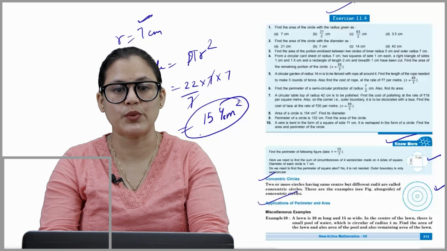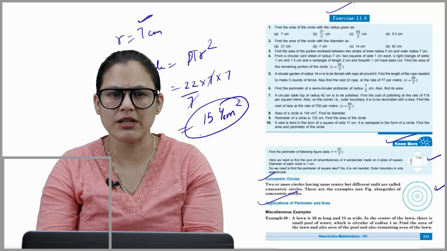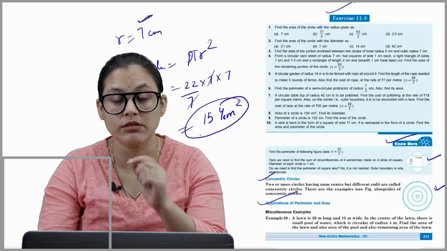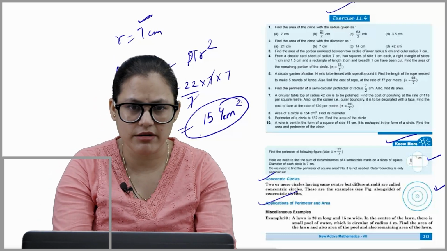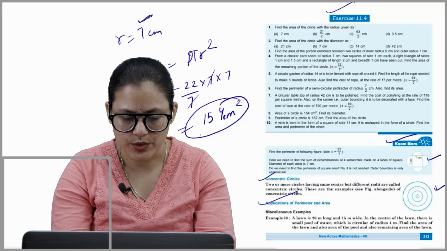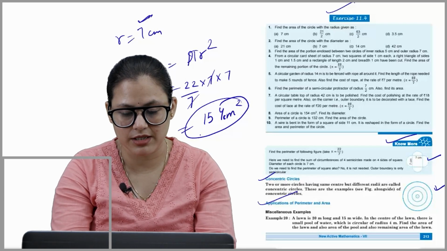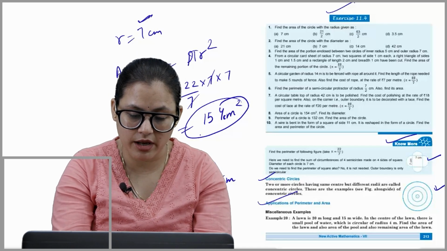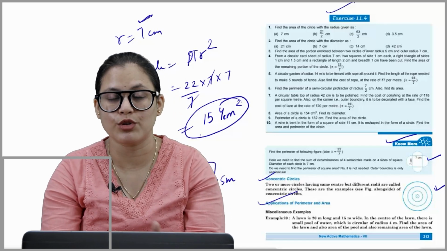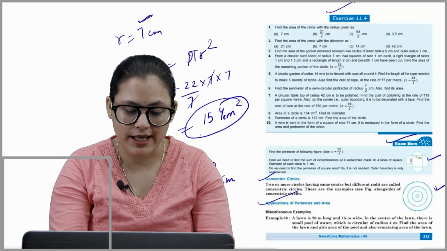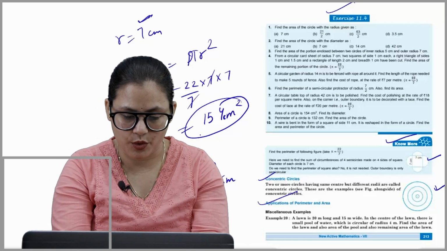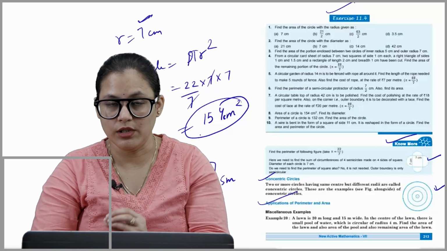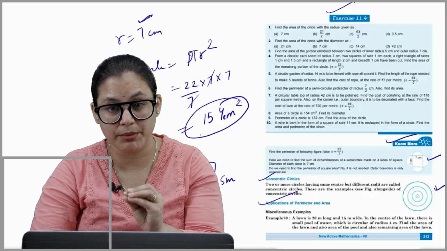Miscellaneous examples. Example 20. A lawn is 20 meter long and 15 meter wide. In the center of the lawn there is a small pool of water which is circular, of radius 4 meter. See, there is a lawn whose length is 20 meter and it's 15 meter wide. And in the center of the lawn there is a small pool of water, and the radius is 4 meter. So we have to find the area of the lawn and also the area of the pool and also the remaining area of the lawn.